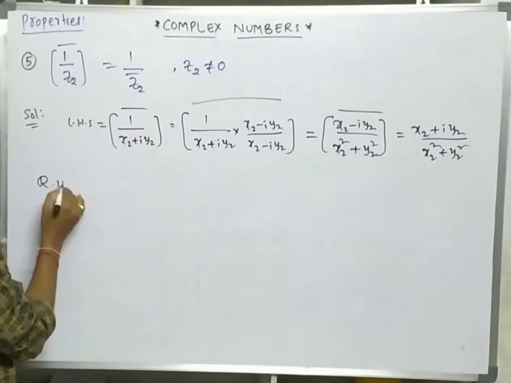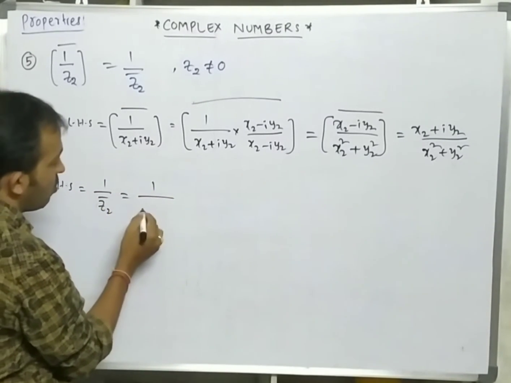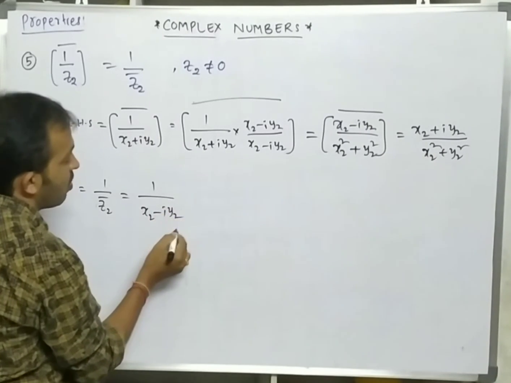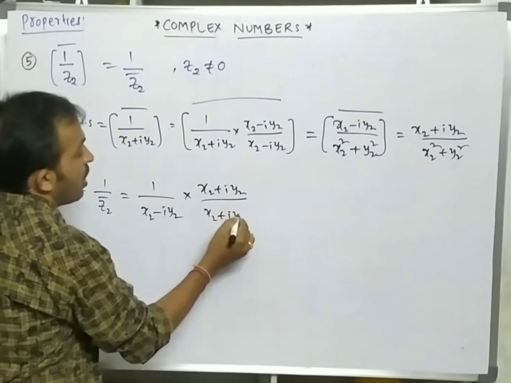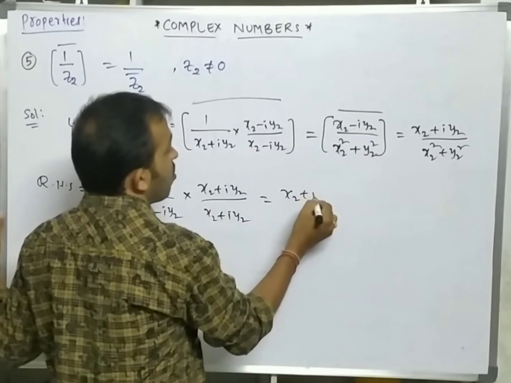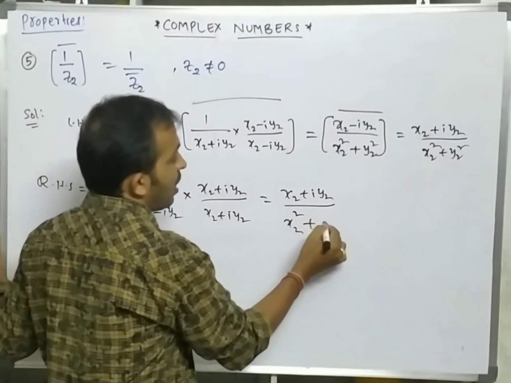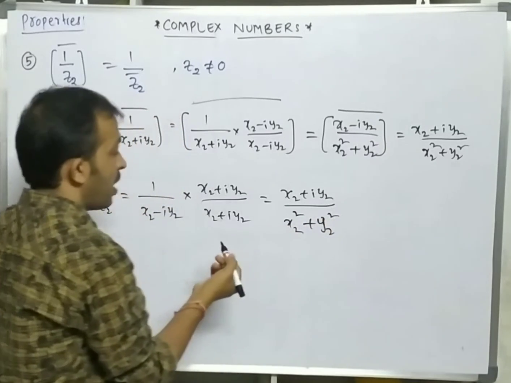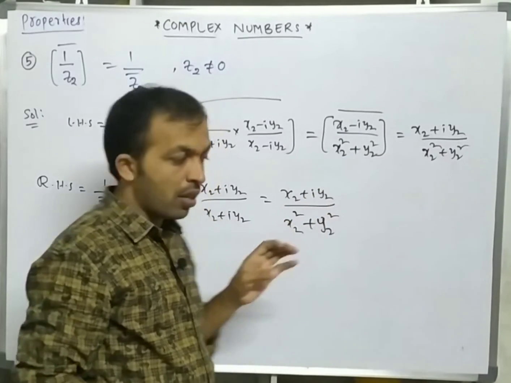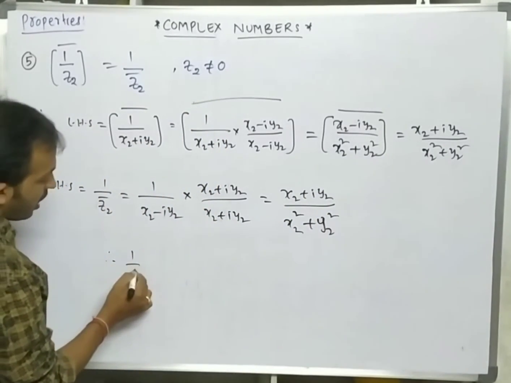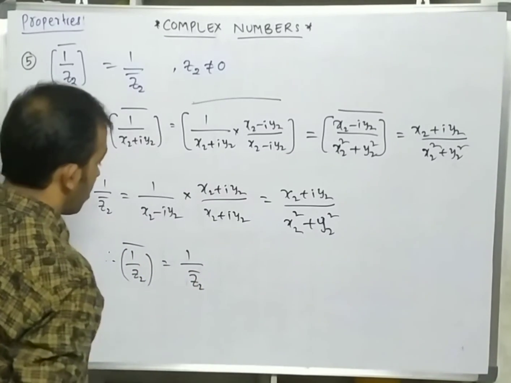Now take the right hand side part, that is 1 by z2 bar. z2 is x2 plus iy2, z2 bar means x2 minus iy2. So multiply numerator and denominator with its conjugate. So you will get x2 plus iy2 by x2 square plus y2 square, since i square is minus 1, minus into minus becomes plus. So we got the same answers. Therefore from both we can write that conjugate of 1 by z2 is equal to 1 by z2 bar.